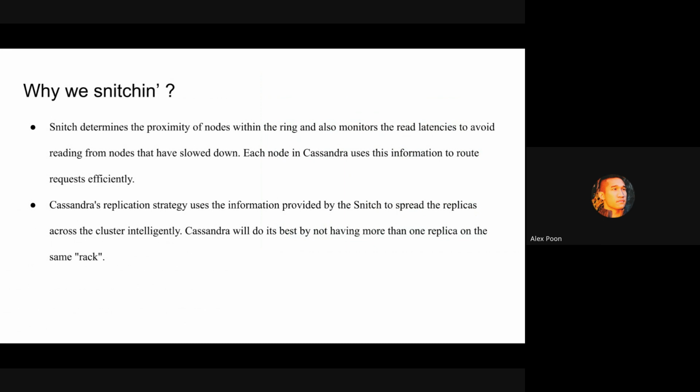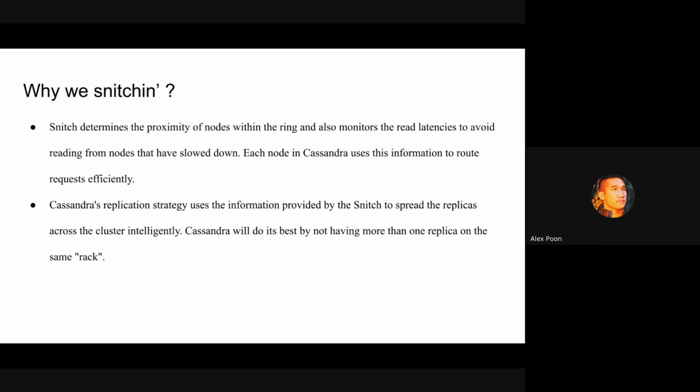Snitch. Earlier, I had mentioned the snitch. Snitch keeps track of the network topology of Cassandra's nodes. It determines which data centers and racks nodes belong to. Cassandra uses this information to route requests efficiently. Here are the two main functions of a snitch in Cassandra.